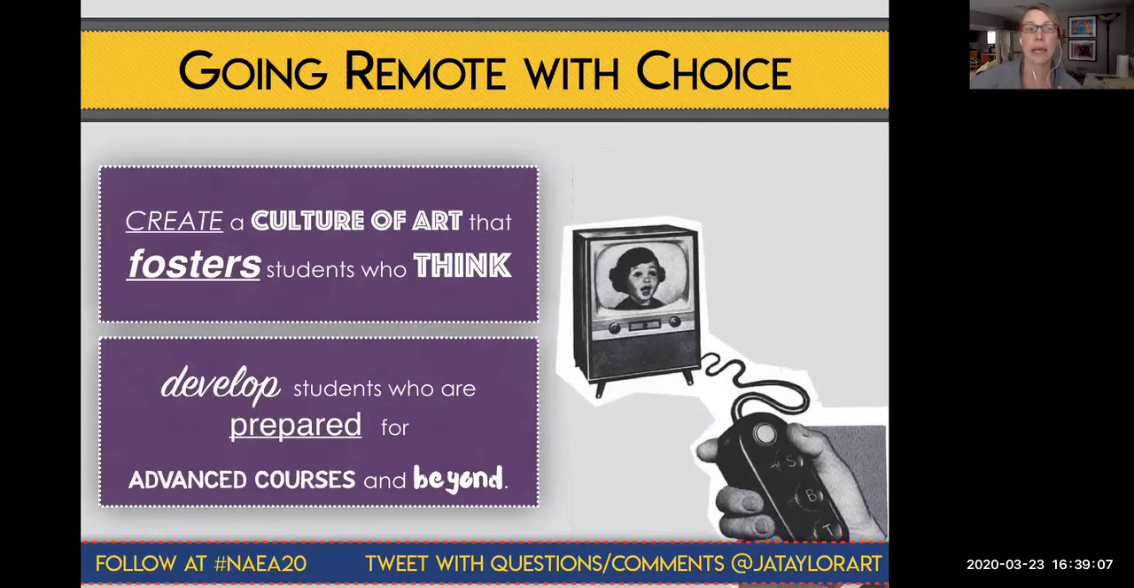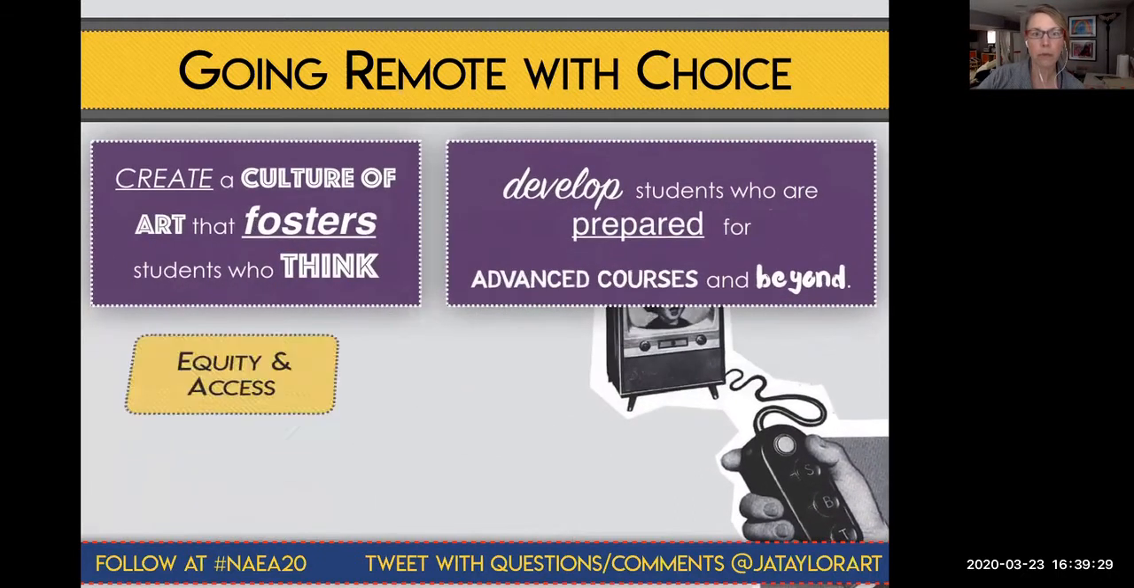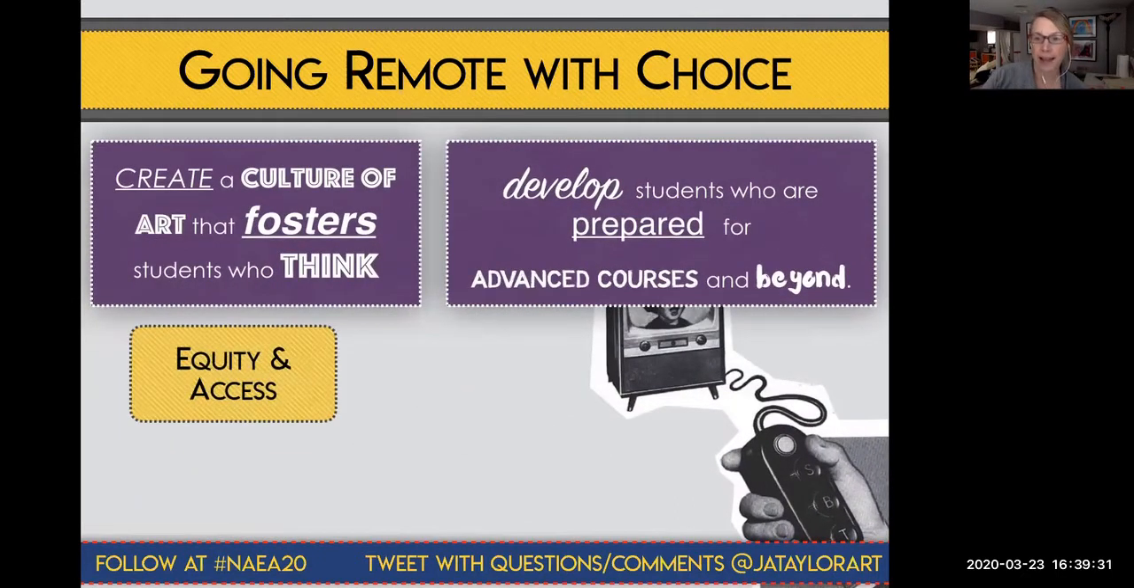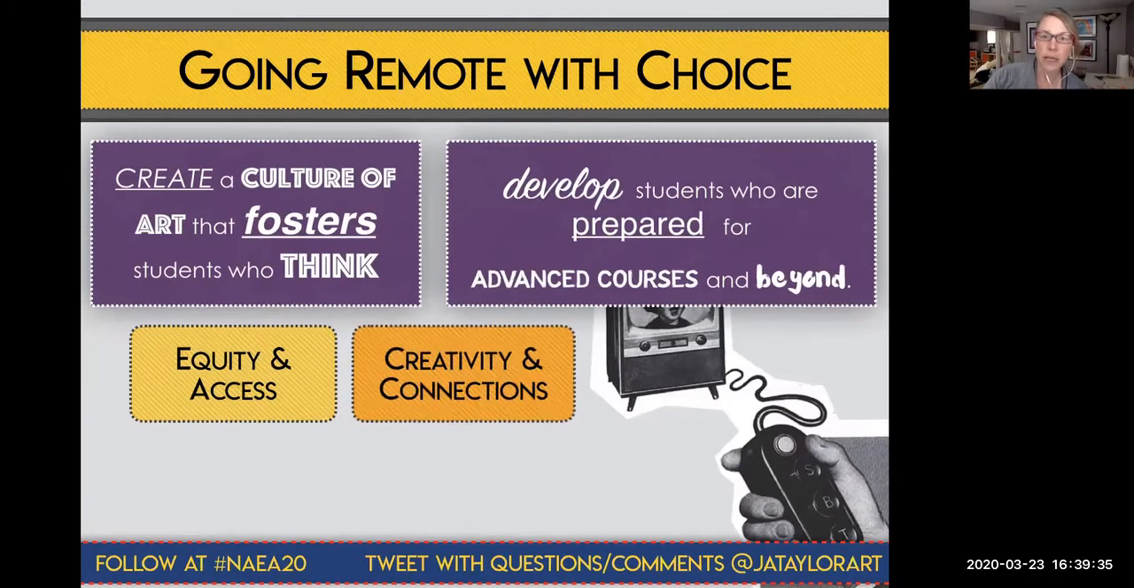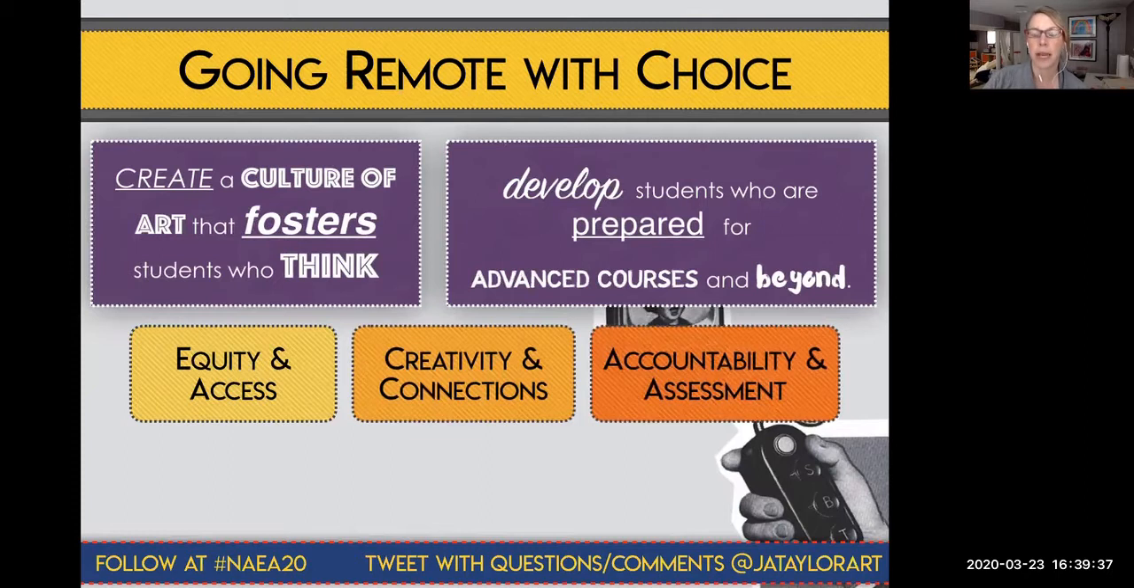So the first one is, I still believe that I need to create a culture of art that fosters students who think. So no matter what my situation is, that is what I still want to deeply believe in. I also still want to be able to develop students who are prepared for advanced courses and beyond. Okay, so these two goals are going to play into how I'm teaching remotely, through the lens of equity and access, creativity and connections, and accountability and assessment.